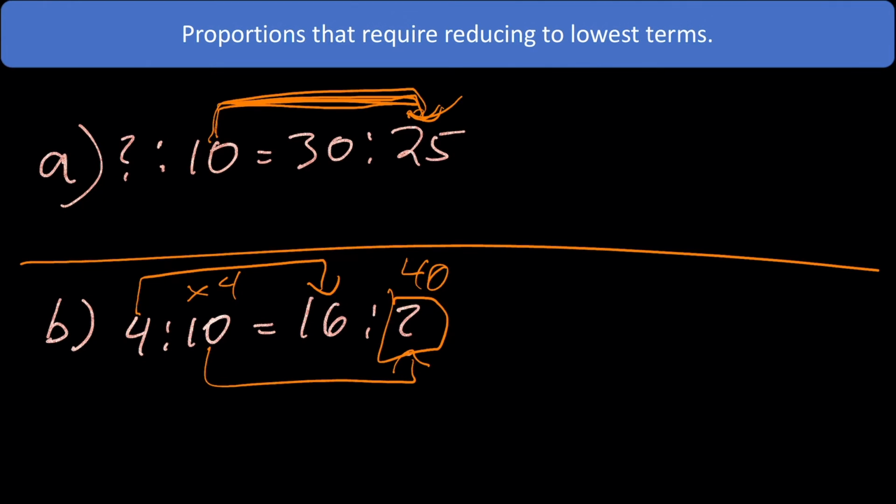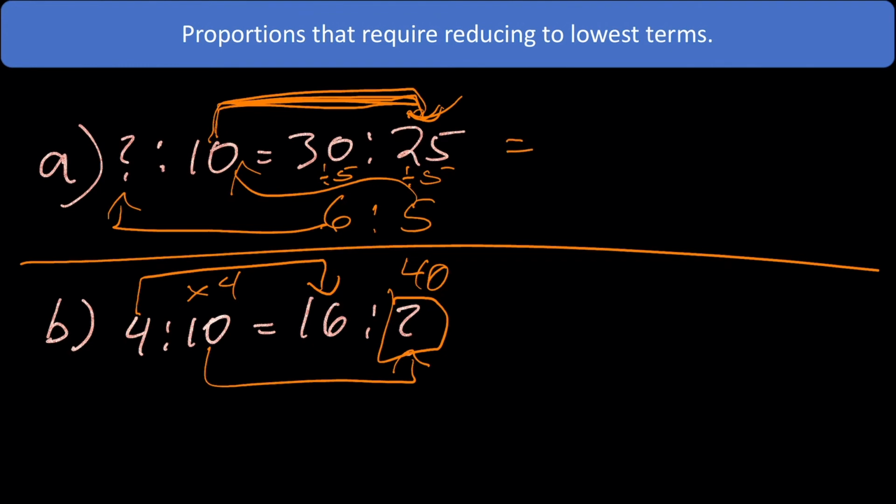Here, I can't get an even number, so I'm going to reduce this to lowest terms. So I'm going to divide both sides by 5. So I divide this side by 5 and this side by 5. This gives me a ratio of 6 to 5. So now this can multiply by 2. So I know I multiplied by 2. So the answer here is going to be 12 to 10. And that's the answer there.